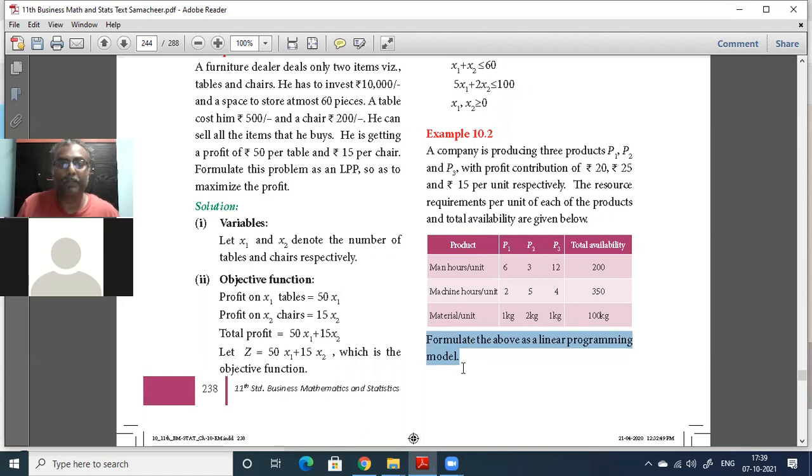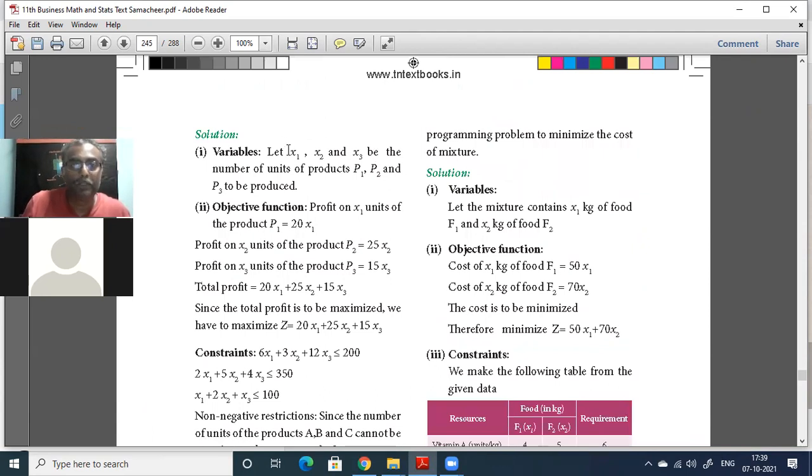So they must be the decision variables. How many units of P1? How many units of P2? How many units of P3? Those are the decision variables. So X1, X2 and X3 are the decision variables.